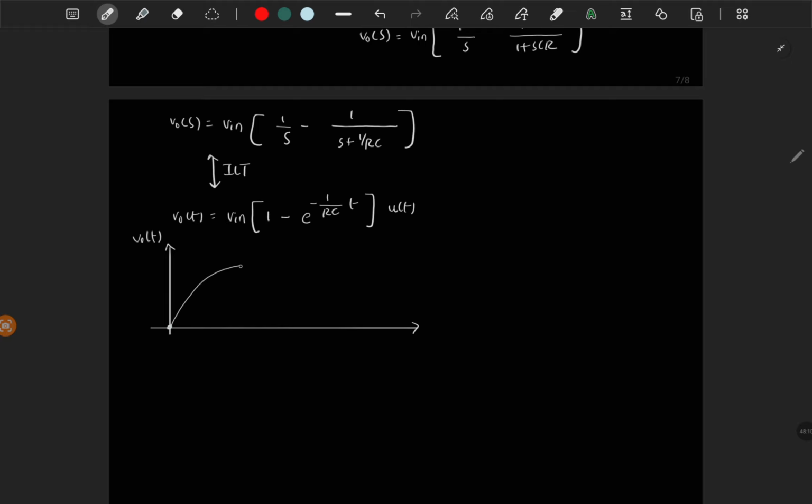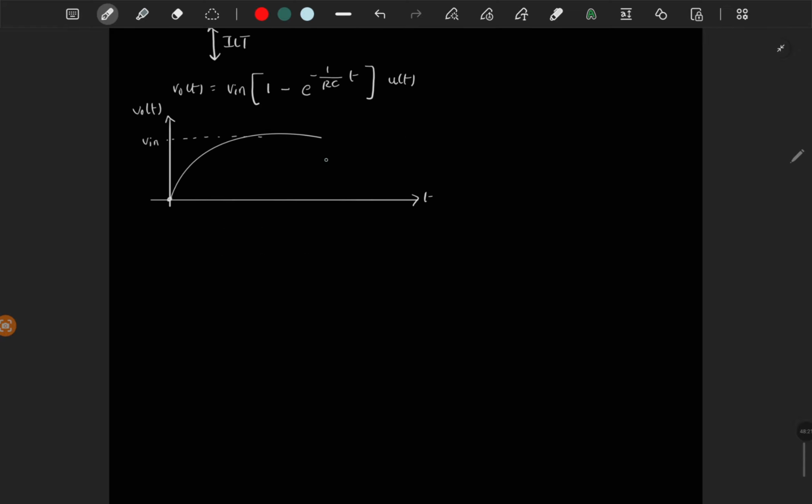This is how the graph will look, right? Yeah. Now, at what time the circuit reaches steady state, we will find that. Like at what time it goes to the input voltage, we will try doing that first.